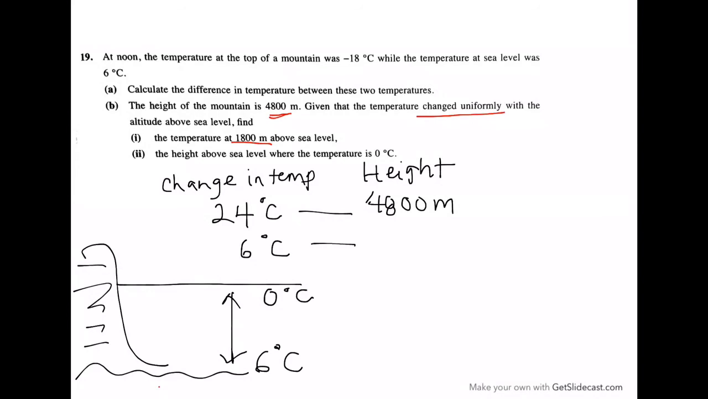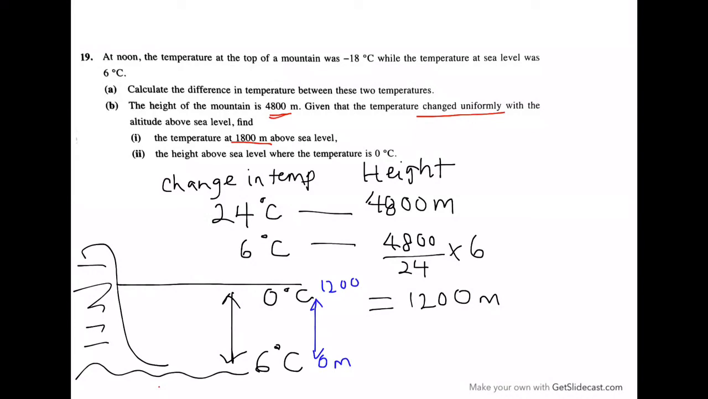Okay, and we will have, in this case, 4,800 divided by 24 times 6 by proportion, and that will give us 1,200 meters. Now this is the change in the height. Remember, from sea level, the height was originally 0 meters. So now I change by a height of 1,200 meters. That means the height down here will be 1,200 meters. So the height above sea level is 1,200 meters.